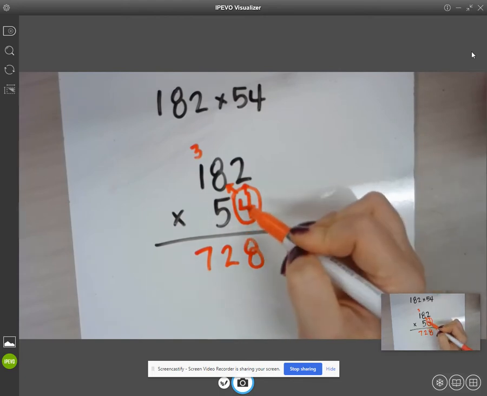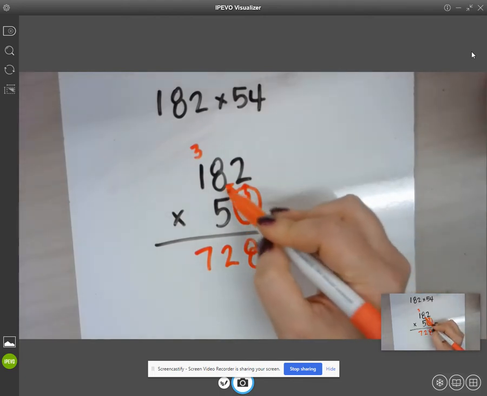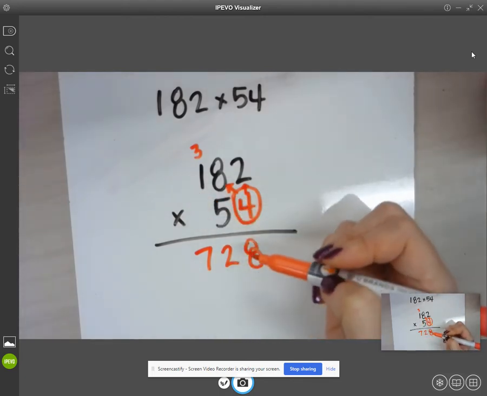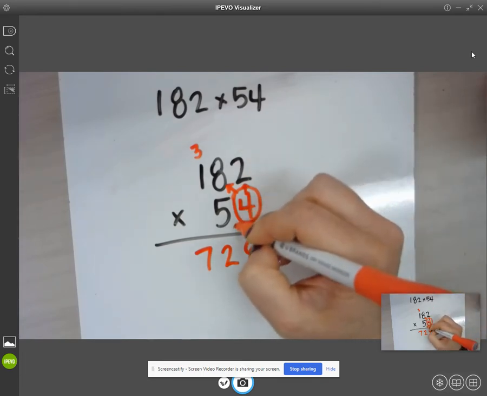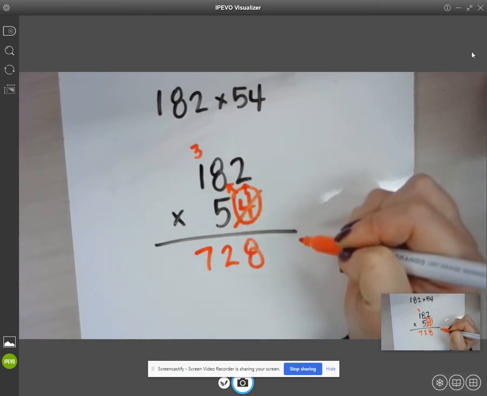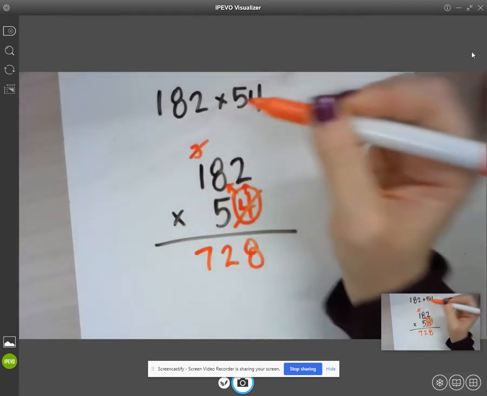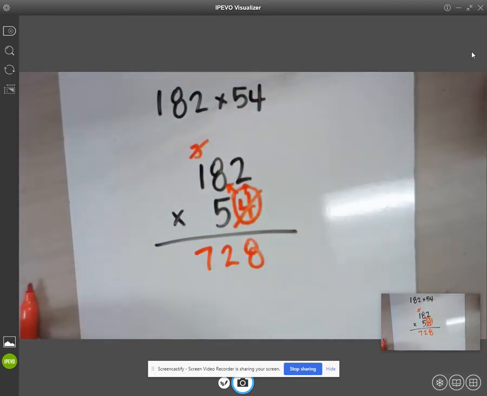Now, has 4 taken its turn as Diva? Has it hung out with all the numbers above it? Yes, it has. So we get rid of 4 as the Diva, and don't forget to cross off anything that was carried during the 4's reign, because now there is a new Diva in town.